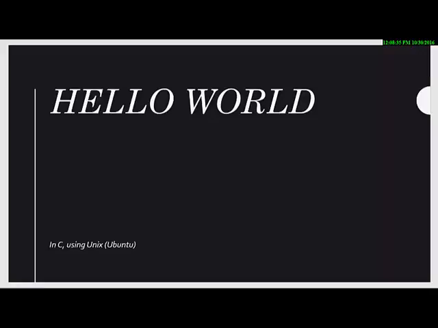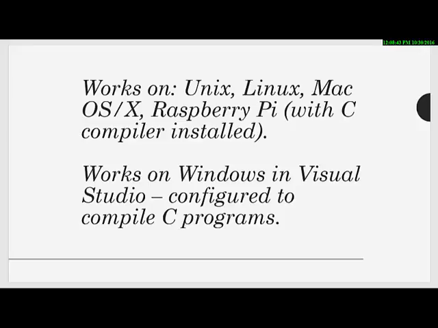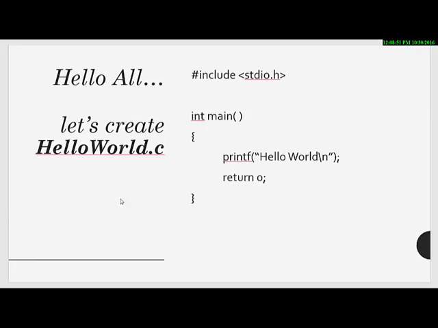I'm going to show you the Hello World program in C, and I'm using the Ubuntu environment. It covers beginner C and beginner Unix and Linux commands. It works on Unix, Linux, Mac and the Raspberry Pi as long as there's a C compiler installed. Also works on Windows if you configure Visual Studio.